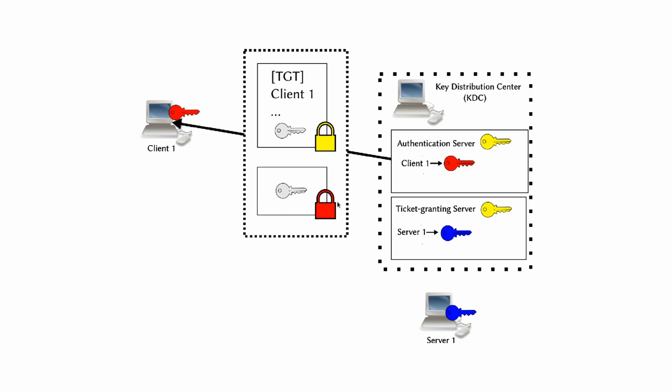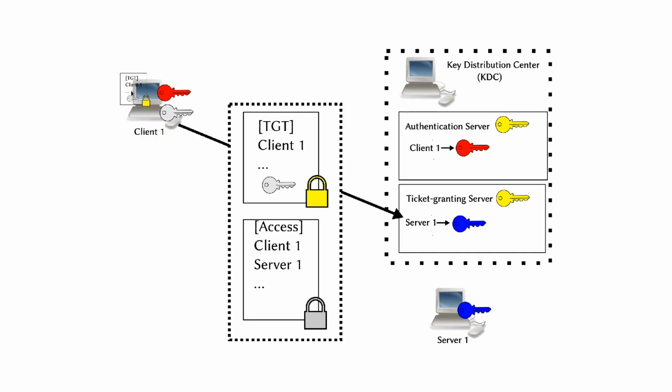So you see the red lock illustrates that something is locked with the red key. And then in the message they send back to client 1, there is also a ticket called a ticket granting ticket, and it also contains the session key and the ID of client 1. Now the only way for client 1 to proceed is to unlock the session key. So it can't proceed from here unless it is actually client 1, because if it's not client 1 it wouldn't have the red key.